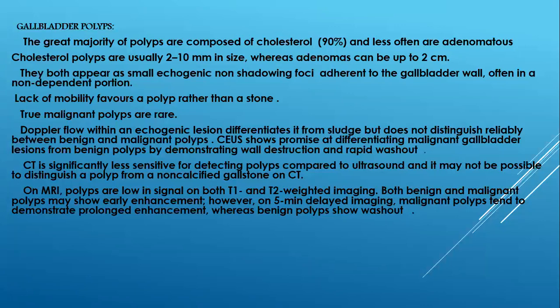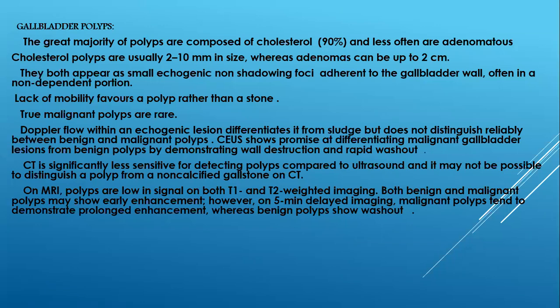This is the opposite of what we saw with bile sludge. Lack of mobility favors polyp rather than stone. True malignant polyps are rare. Doppler flow within the echogenic lesion differentiates it from sludge, but doesn't reliably distinguish between benign and malignant. Contrast enhancement ultrasound shows promise in differentiating malignant gallbladder polyps from benign by demonstrating wall destruction and rapid washout.